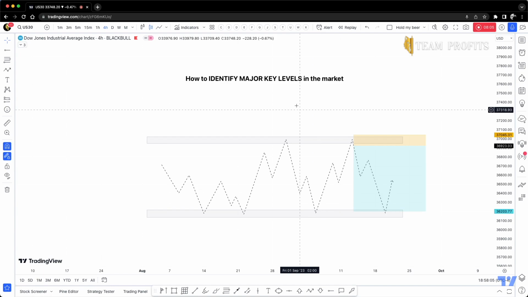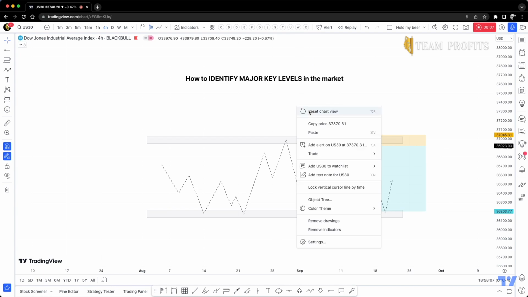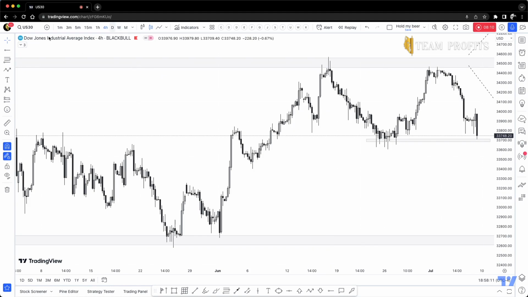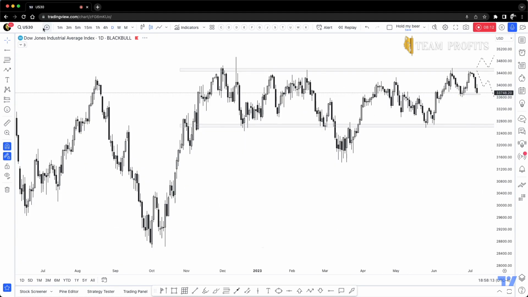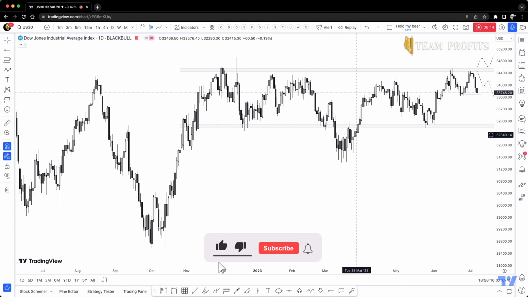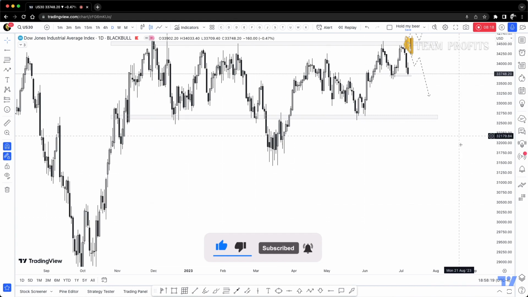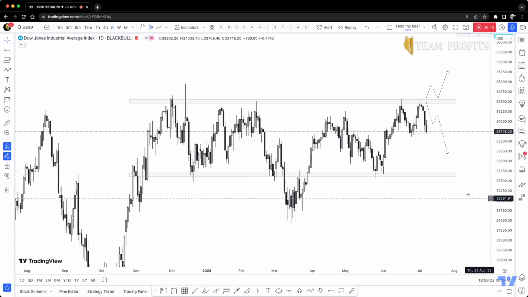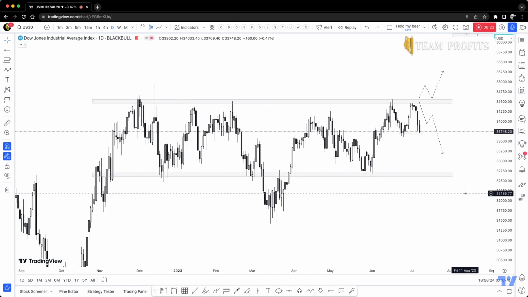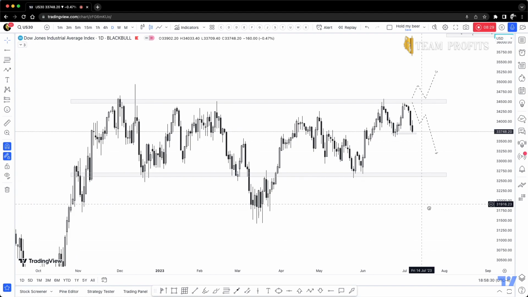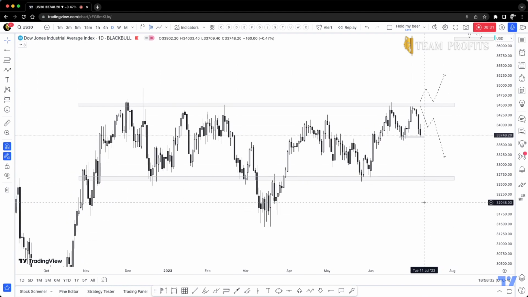Okay, so let me go ahead and now jump in on the chart just to show you a few examples, right? And this is US 30. It doesn't matter, this pretty much is price action. You can find this everywhere. Doesn't matter if it's indices, commodities, currency pairs, cryptocurrency. It's all the same. Price action works pretty much everywhere.